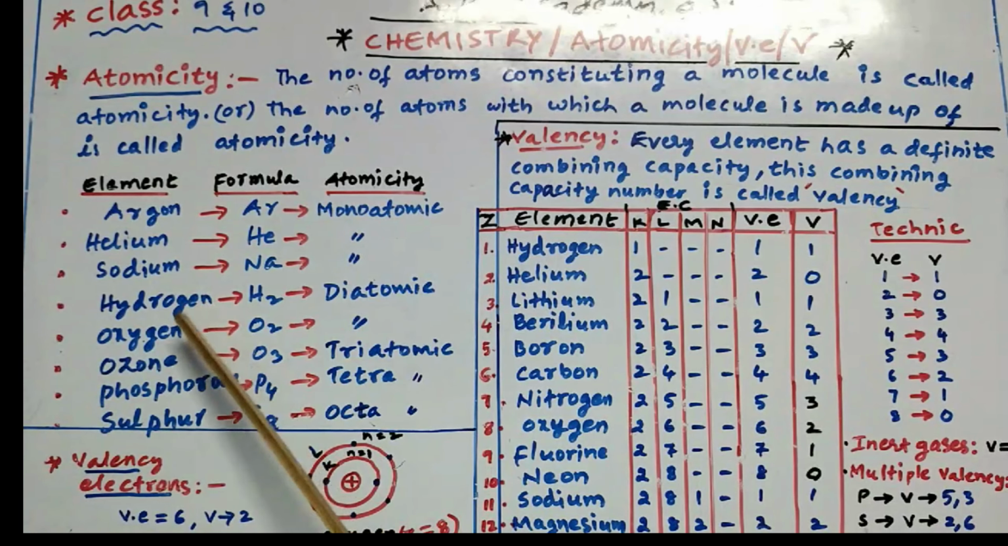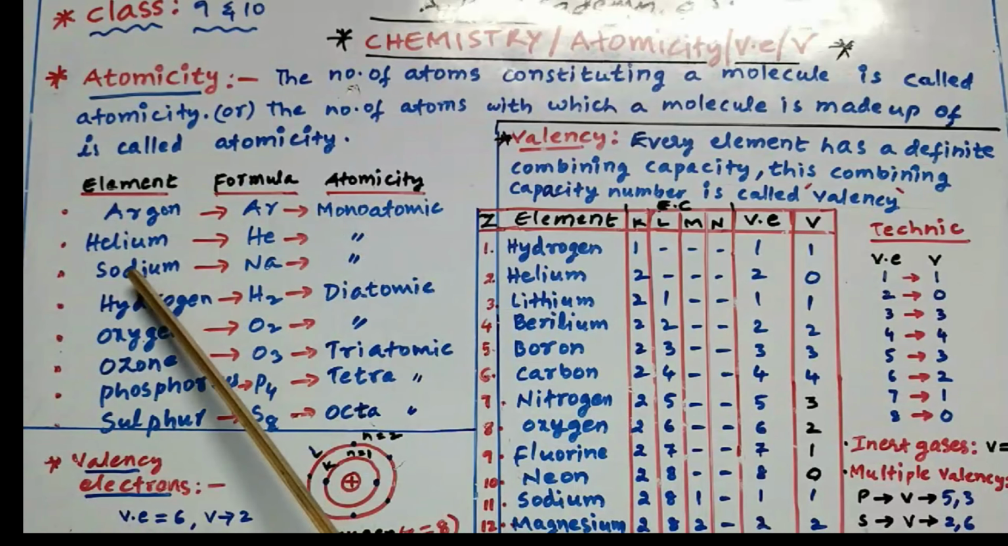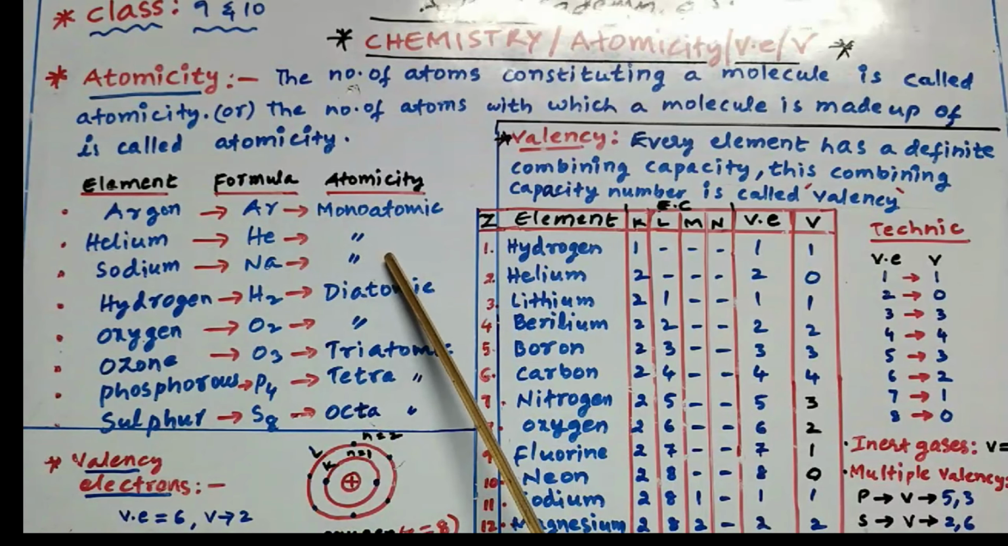Similarly, hydrogen and oxygen are diatomic molecules. Why? Because the hydrogen molecule formula is H2, it is made up of two hydrogens, so it is a diatomic molecule. Its atomicity is 2. Argon atomicity 1, helium atomicity 1, sodium atomicity 1, but hydrogen atomicity 2, oxygen atomicity 2, because they are made up of 2 atoms.